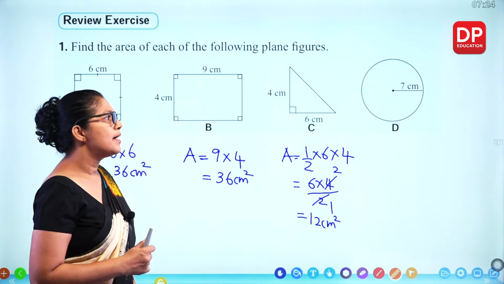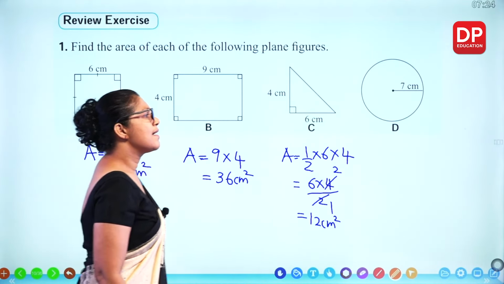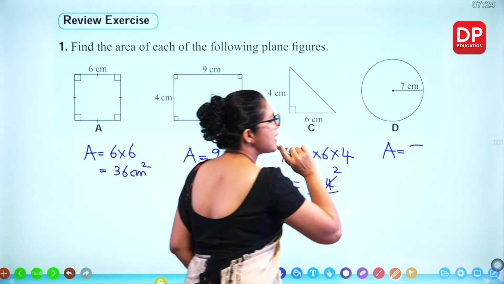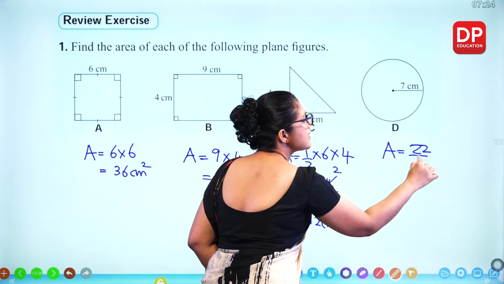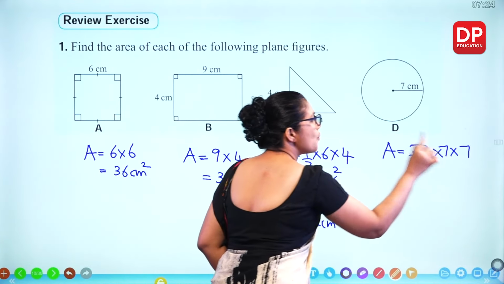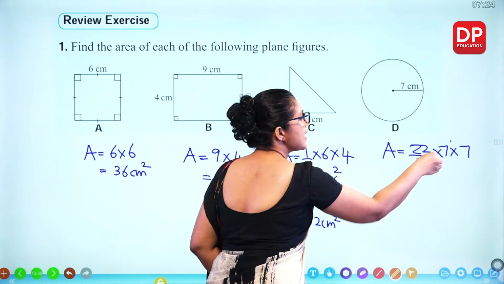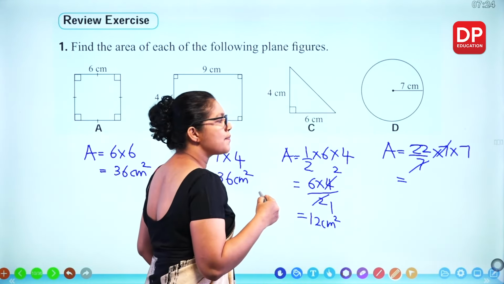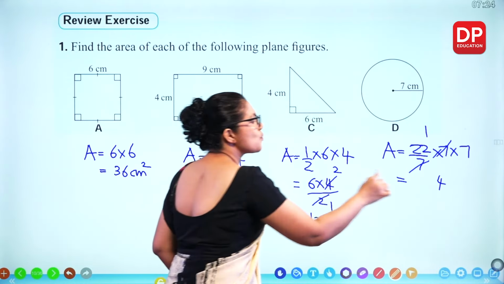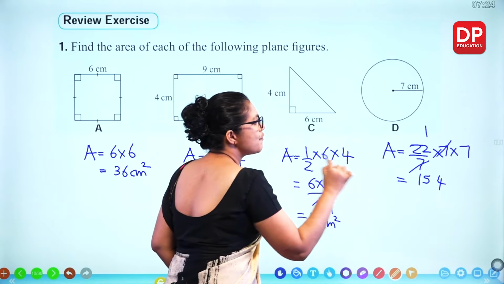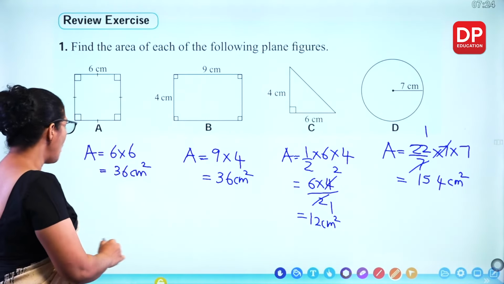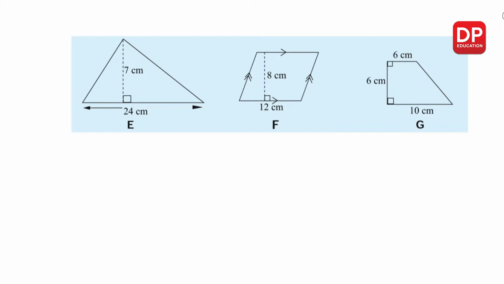So what's this shape? A circle with radius 7. So what's the area of this circle? Pi we can take 22 over 7. R is 7, R squared. So when you simplify this, 7 get cancelled out. So 22 times 7. 7 times 2, 14, 1 remaining. 7 times 2, 14 plus 1, 15. So 154 square centimeters. Now we'll look at the other shapes.